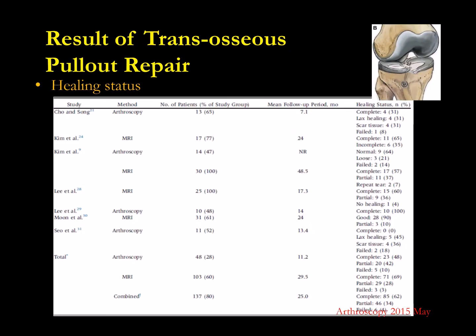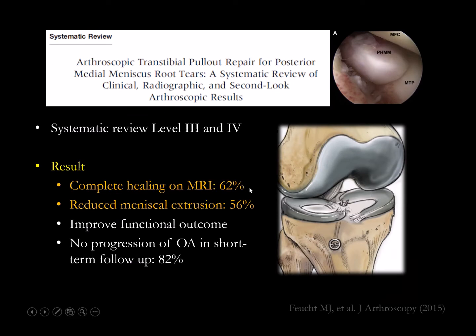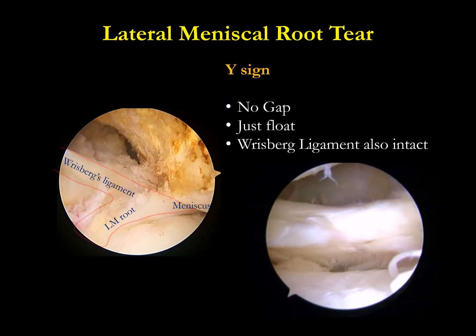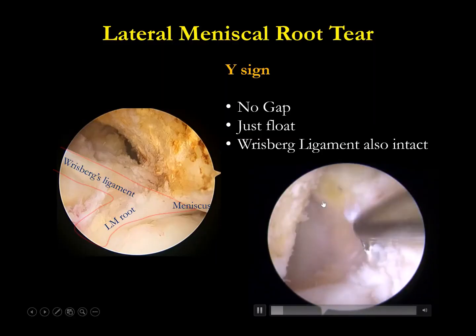So the result of the repair is about 60% healing. In much of the literature it varies from 0 to 60, but one article from Dr. Kim reports 90%. But most of the articles are not that good because of chronicity or delayed diagnosis. And the problem is the extrusion is only 50%. You can repair, sometimes it heals, but extrusion still occurs. Whenever extrusion occurs, that means the meniscus is still outside the joint. The result should not be so good, and they still have progressive cartilage arthritis.